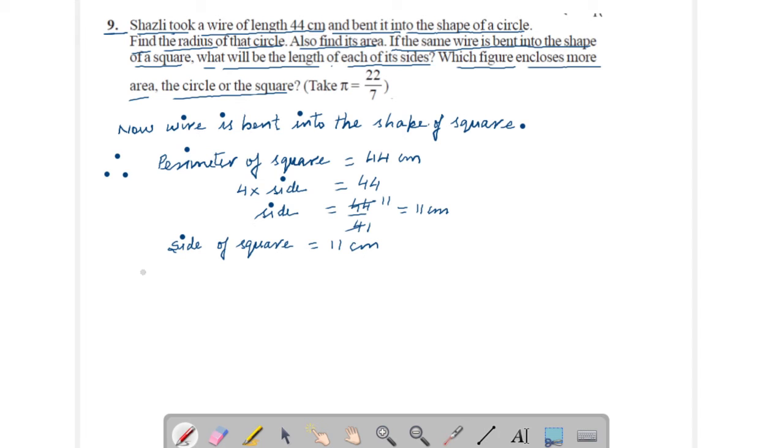The area of square equal to side into side. Put the values. It is 11 centimeter into 11 centimeter, multiply it, you will get 121 centimeter square.